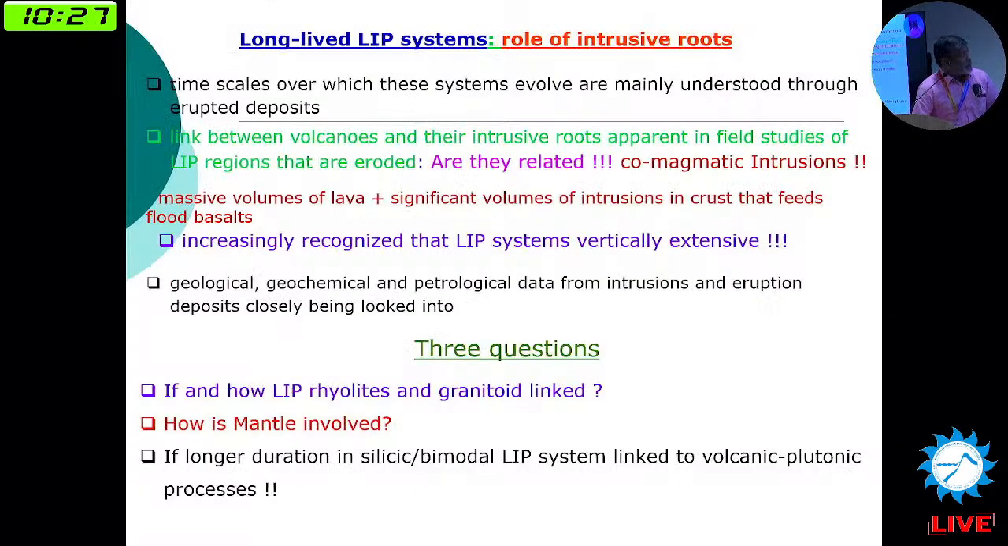This is a question. Now, given the time scale over which these systems are coming up, we are getting more and more interested in what is happening below. Because the finding is that in areas adjacent to the volcanic areas of the LIPs, there are some important plutonic rocks which are dated to be coeval in nature, and sometimes they have been found to be co-magmatic.